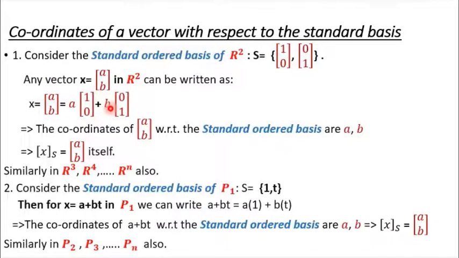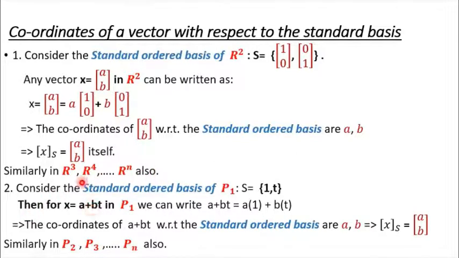The coordinates are a, b itself. And the coordinate vector with respect to the standard basis is the vector (a, b) itself. Coordinates are the scalars a, b, and the coordinate vector is again the same vector x. That means if you take the standard ordered basis, for any vector, its coordinate vector is the same vector itself. Similarly for R3, R4 and so on, Rn also.